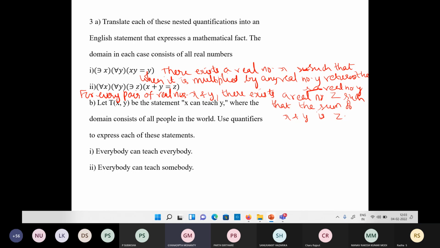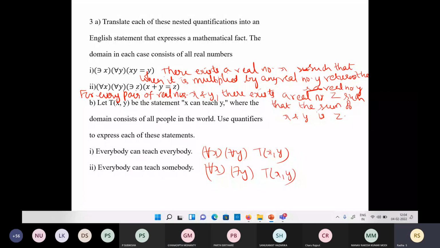Ma'am, is it for all x, for all y, T x comma y? Yes, is she right? Yes, she's right. For all x, for all y, T of x comma y. Exactly. Second one. Everybody can teach somebody. It's very simple. For all x, there exists y, T x comma y. Yes. That's it.